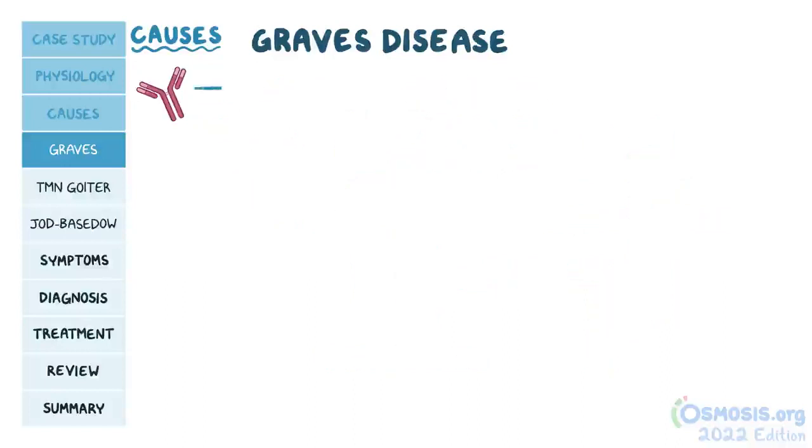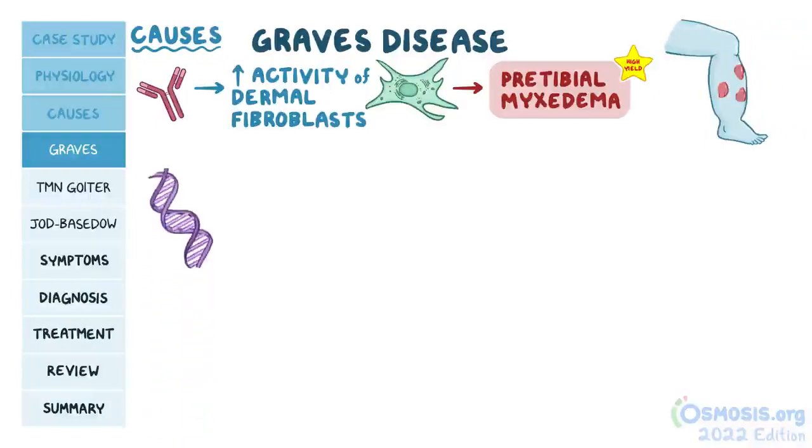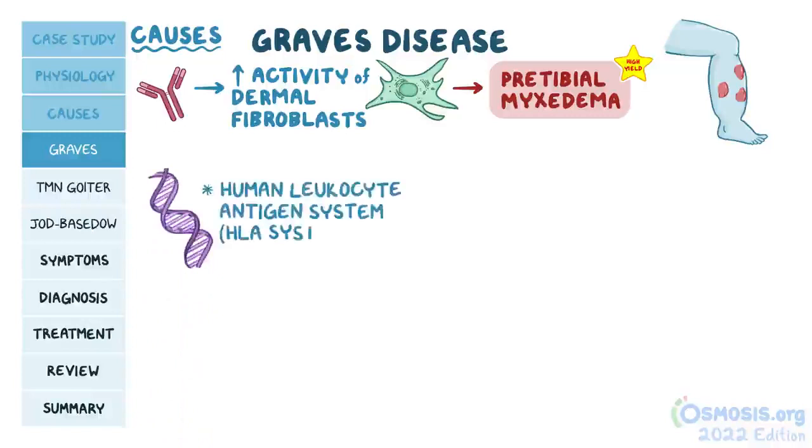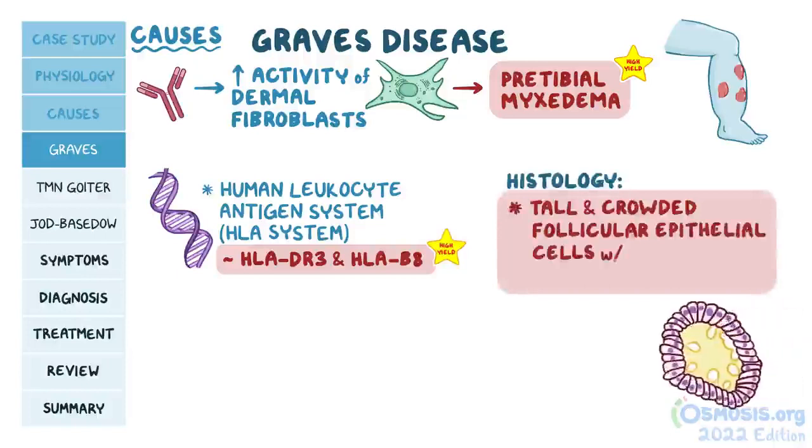Now, thyroid-stimulating immunoglobulins can also increase the activity of dermal fibroblasts, resulting in pretibial myxedema, which is the classical finding of waxy lesions with non-pitting edema that usually appears first on the lower legs. Now, there's a gene complex involved in the regulation of the immune response, and this is called the human leukocyte antigen system, or HLA system. Interestingly, individuals with Graves' disease often have specific HLA genes such as HLA-DR3 and HLA-B8, which are important clues on your exams. Histology of the thyroid will show tall and crowded follicular epithelial cells with scalloped colloid.